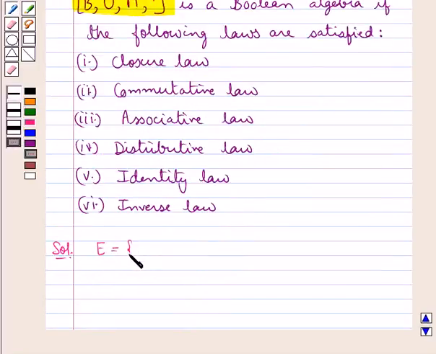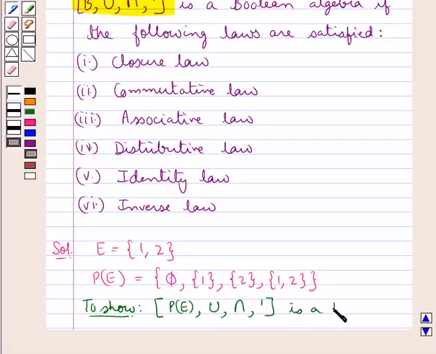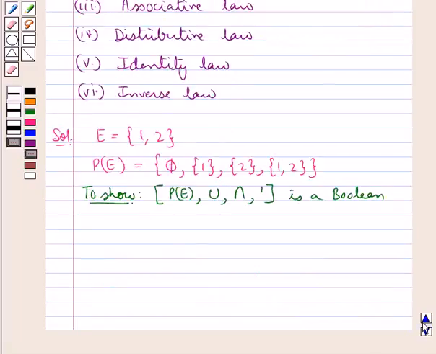We are given a set E with elements 1 and 2. Then this P of E is the power set of the set E. So it would contain the elements phi, singleton 1, singleton 2 and the set with elements 1 and 2. This is the power set of E. We have to show that the system consisting of the set P(E), that is the power set of E, then union, intersection, complement is a Boolean algebra.